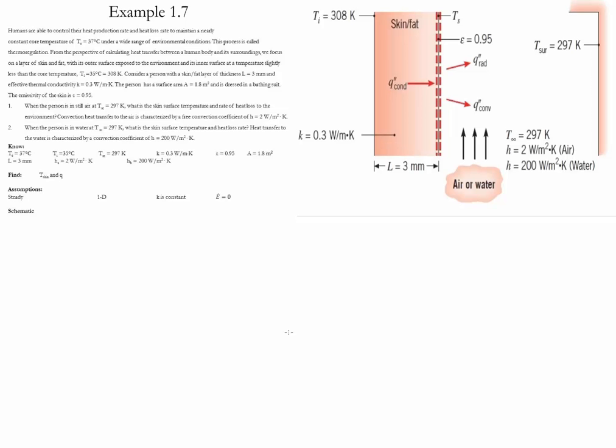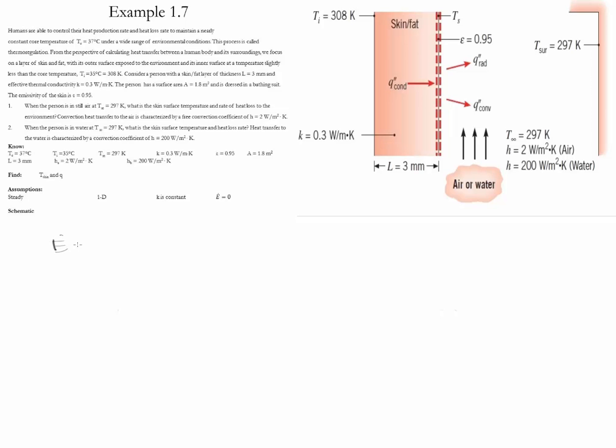The information that is given is the internal temperature, the surrounding temperature, the air temperature, and the values of the convection coefficients for air and for water. Also, the cross-sectional area, the thickness, and the emissivity are given. Let's start the analysis with a balance of energy.